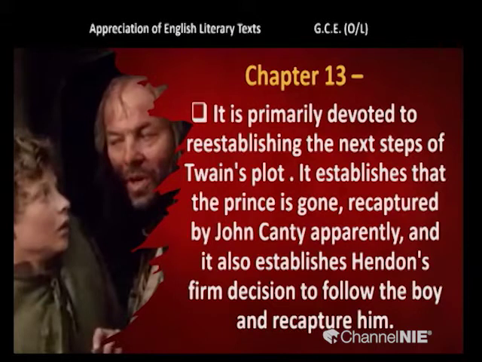Chapter 13 is primarily devoted to re-establishing the next steps of Twain's plot. It establishes that the prince is gone, recaptured by John Canty apparently, and it also establishes Hendon's firm decision to follow the boy and recapture him. One other important feature of this chapter is the irony of Hendon's statement about the Prince of Wales.